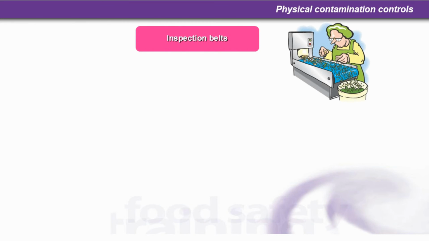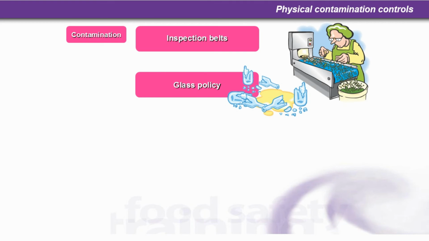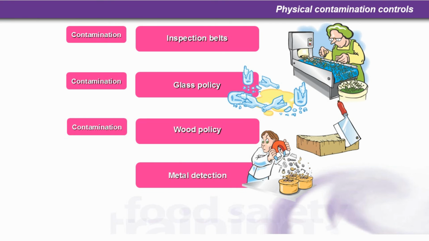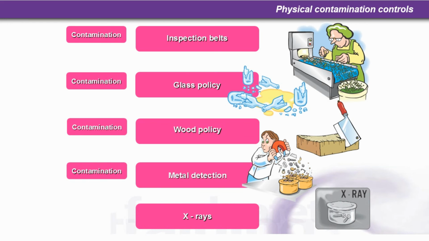Physical contamination controls. We've got things like inspection belts, which will prevent contamination. Again, all physical contamination. A no glass policy and a no wood policy to prevent contamination. Metal detection, again to prevent contamination. And the use of X-ray machines, again to prevent physical contamination in the end food product.